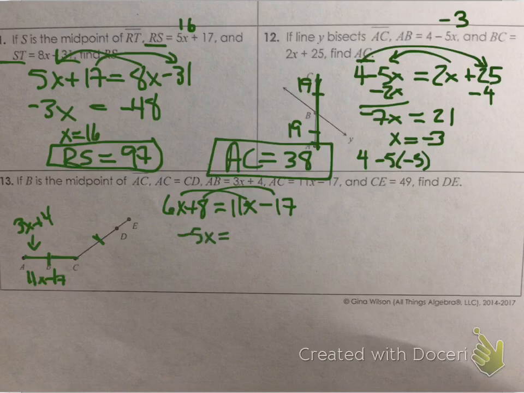I'd have negative 5x is equal to negative 25. Divide, and you get x equal to 5. Not done. But that's probably where I would stop if I was going to give it to y'all.